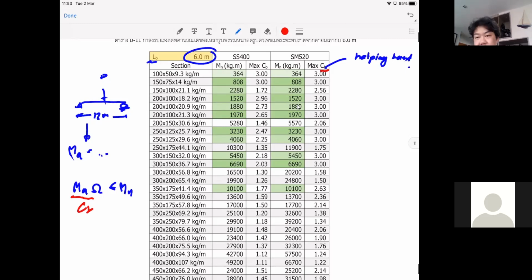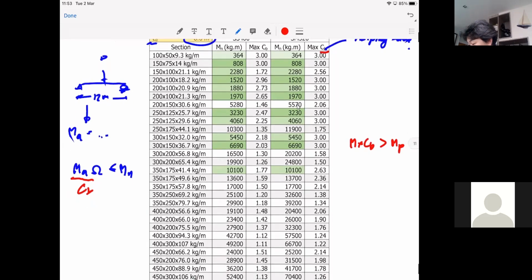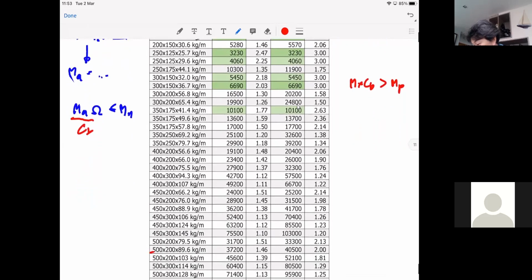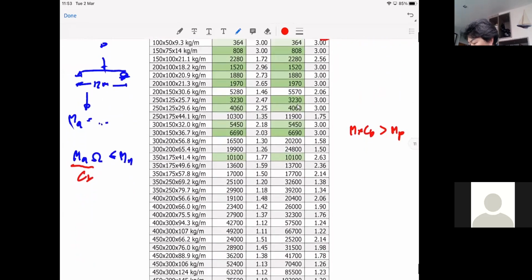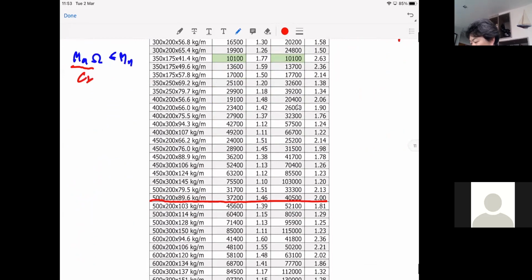In the table, this is the CB back calculated to tell you how much CB you can actually use before your moment multiplied by CB exceeds MP. Okay, for example, I believe that if I remember correctly, the section that I use is this one. And this is the table where the unbraced length is equal to 6 meters. So with unbraced length equal to 6 meters, I know that this section can carry moment equal to 40,500 kilogram meter.